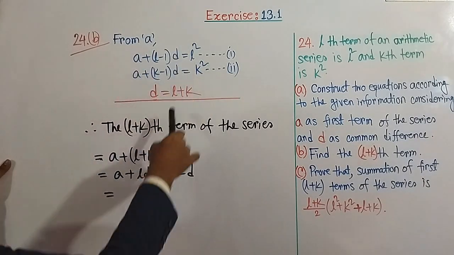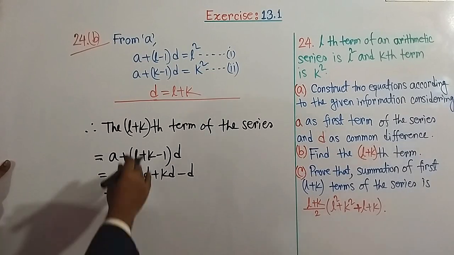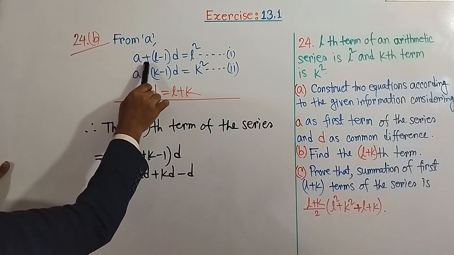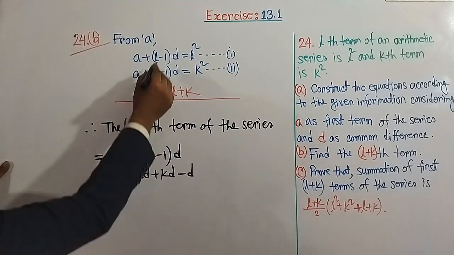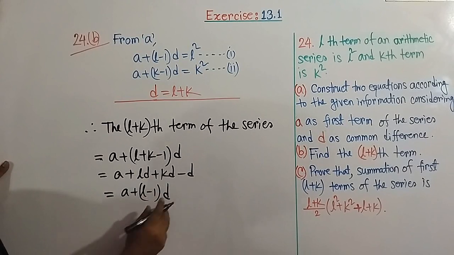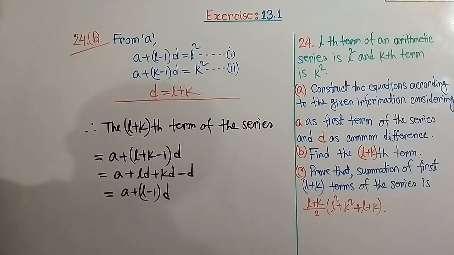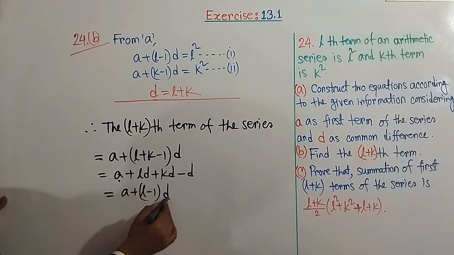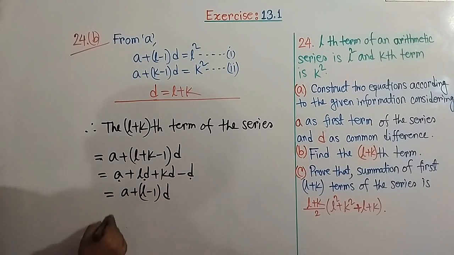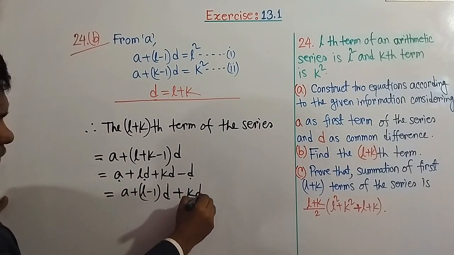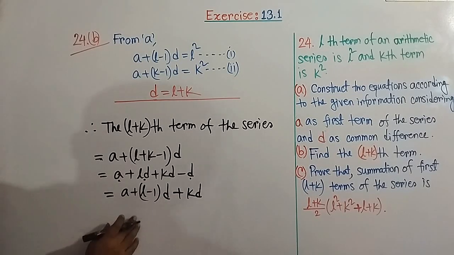now by using equation number 1, we solve this problem easily. Here the left hand side of equation 1 is a plus L minus 1 into d. So we write this one, a plus L minus 1 into d, which is the left hand side of equation number 1. Now here this is our a, then multiplying this, plus Ld and then minus d. So for equating these two lines, we have to add kd. So plus kd.